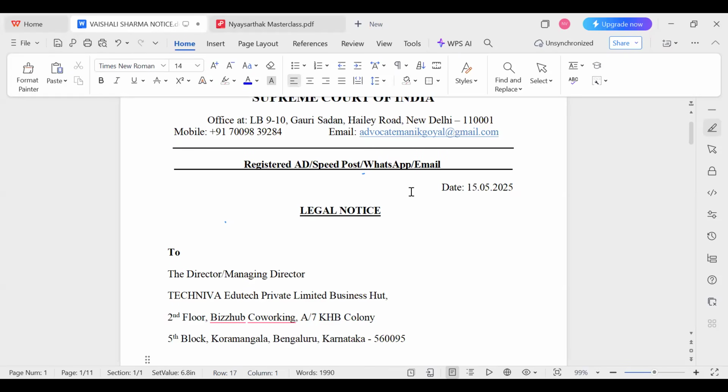Aggrieved party also cannot send. No, the aggrieved party can't send. You can have an unofficial communication with the other party. You can send an unofficial letter, but that will not be counted as a legal notice because you don't have any authority to send the legal notice.